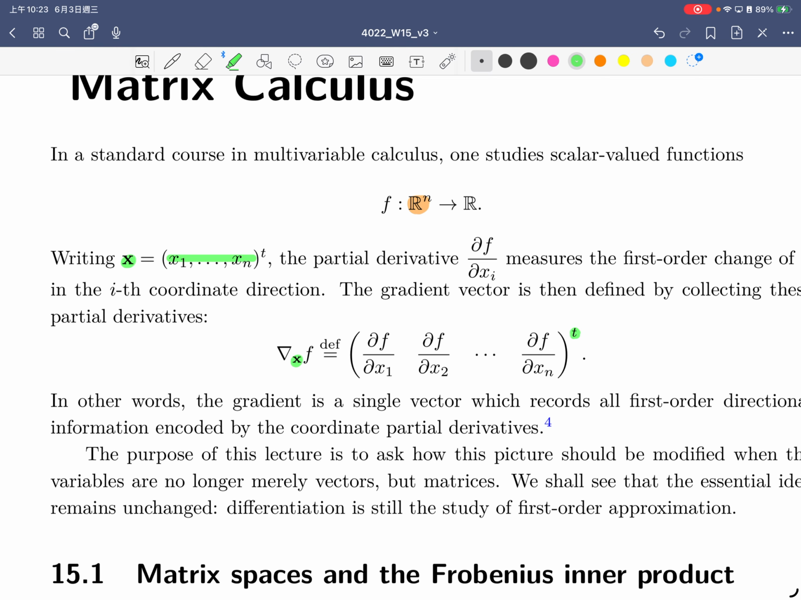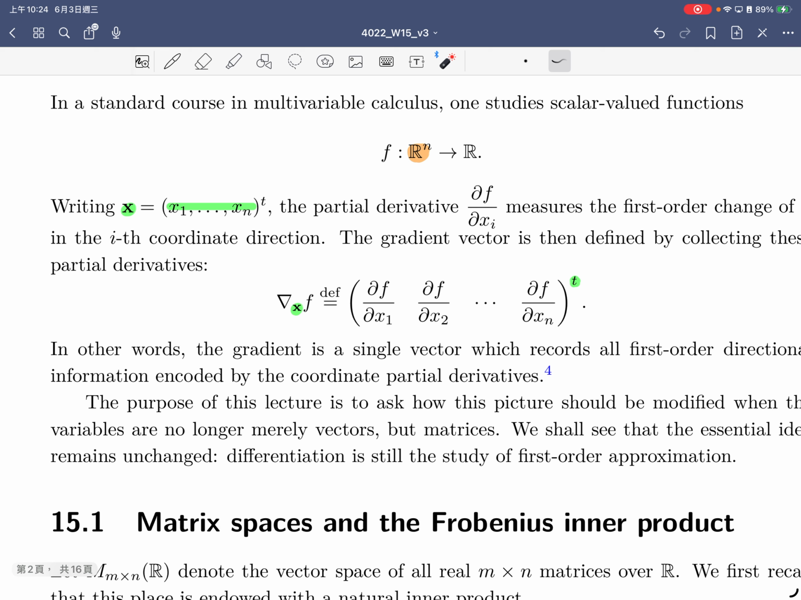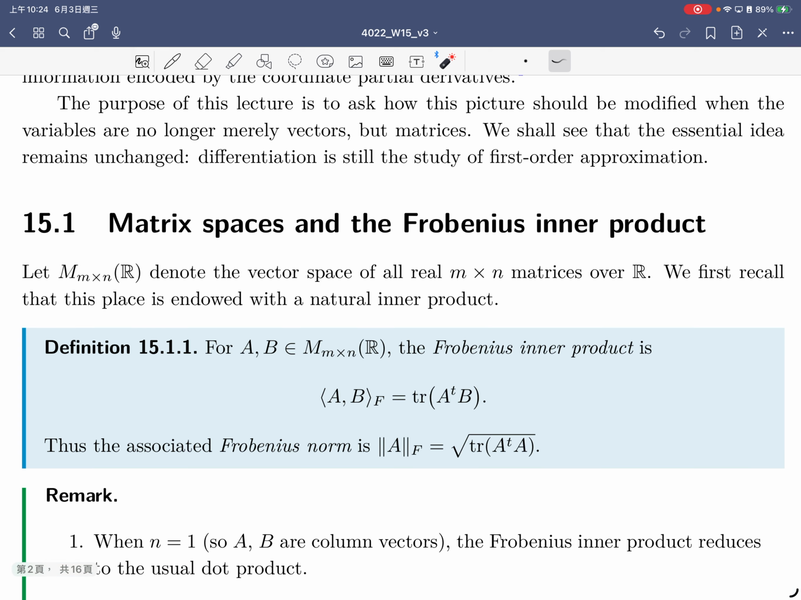I mentioned that at the end of the day, I want to study how to do calculus such that the domain now is not Rn anymore, but the space of matrices. But before I do that, let me review a little bit about the space of matrices. Something you learned before, but it's going to get very important. So let me recall the definitions. We will write Mm×n to be the vector space of m by n real matrices over the real numbers.